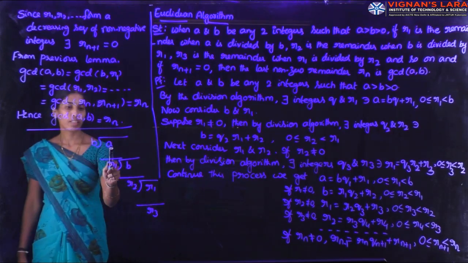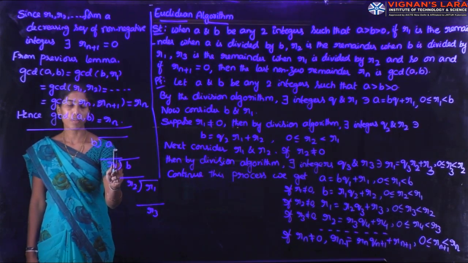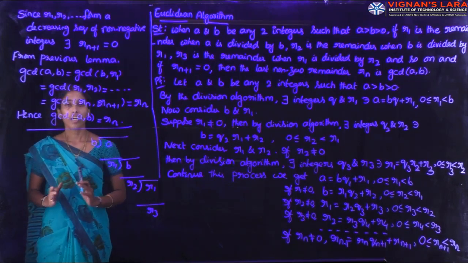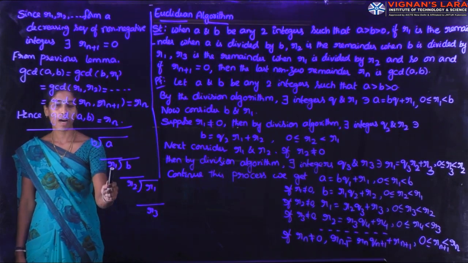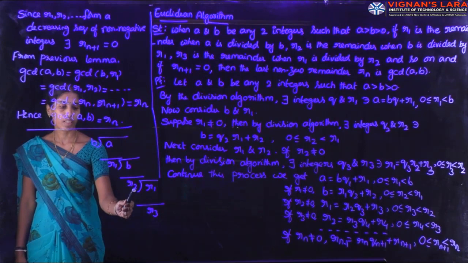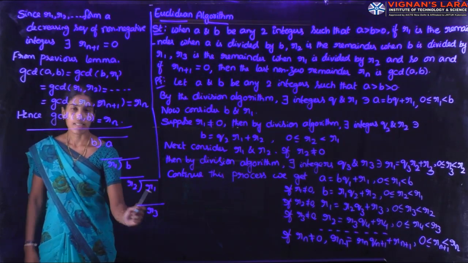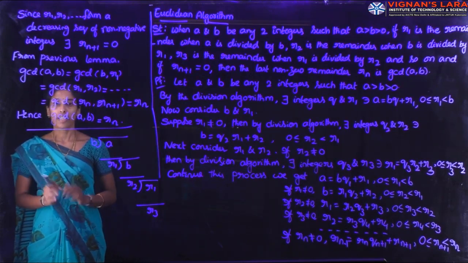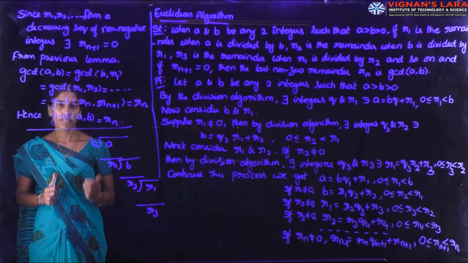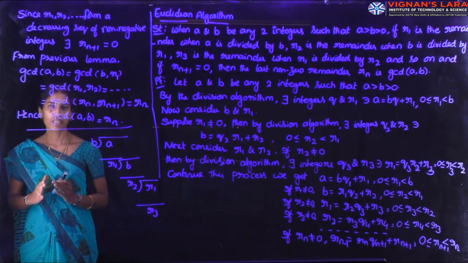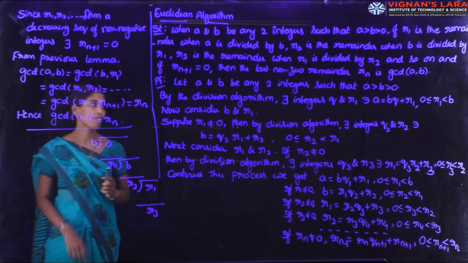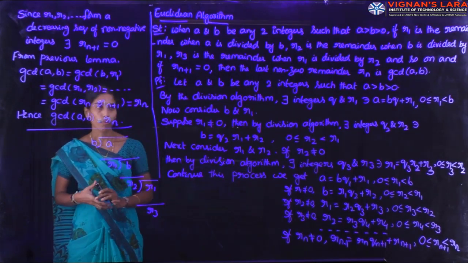So first, given two integers A and B, with A greater than B, both non-negative. When A is divided by B, R1 is the remainder. Again, B is divided by R1, R2 is the remainder. If R1 is divided by R2, R3 is the remainder. Continuing so on, somewhere Rn plus 1 is equal to 0, we need to prove that Rn, the last non-zero remainder, is the GCD of A comma B. Now we see the proof.